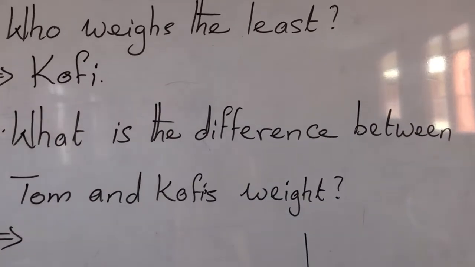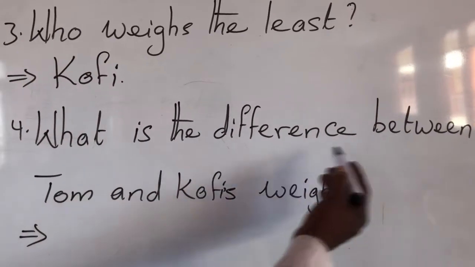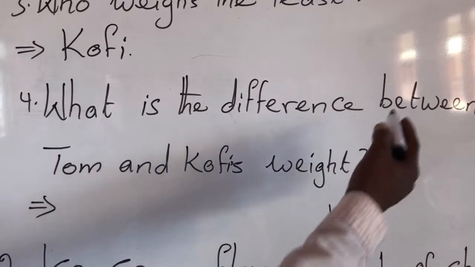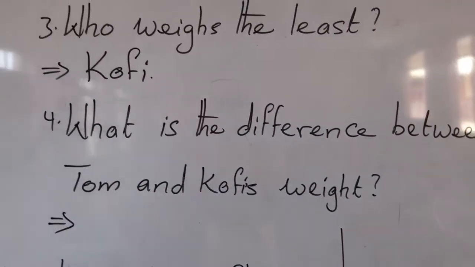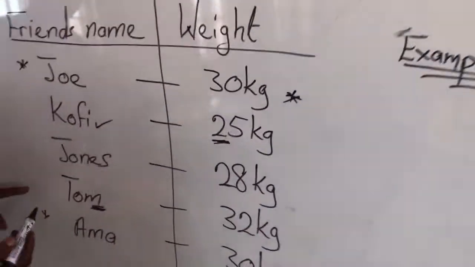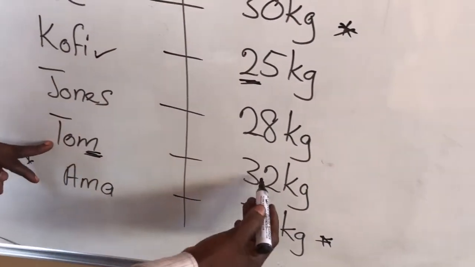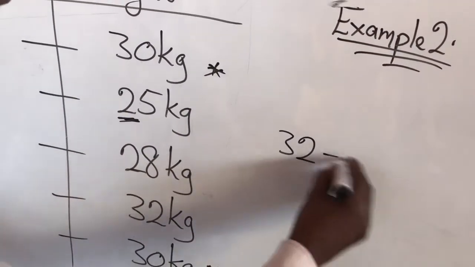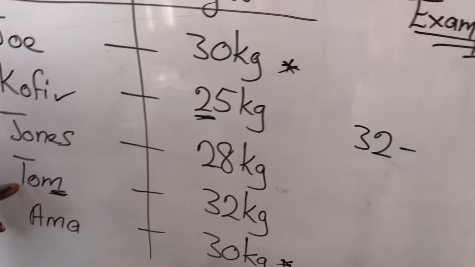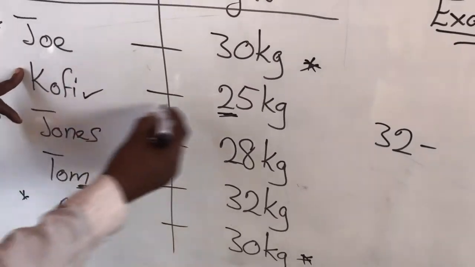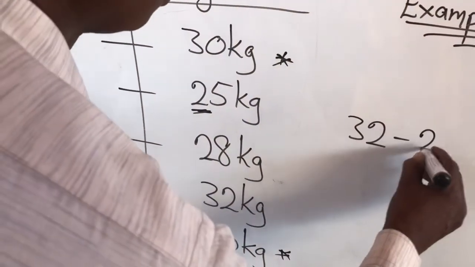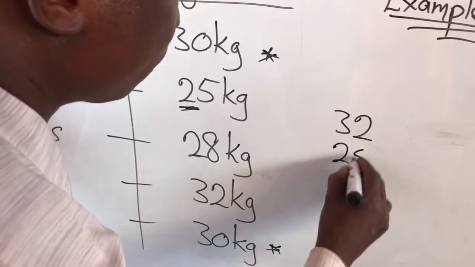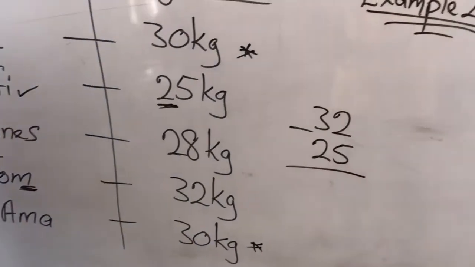The next one is, what is the difference between Tom and Kofi's weight? Let's look at Tom. Tom's weight is 32. Let's write it. Tom and Kofi. Kofi is 25. Let's write it, 25. We subtract to find the difference.